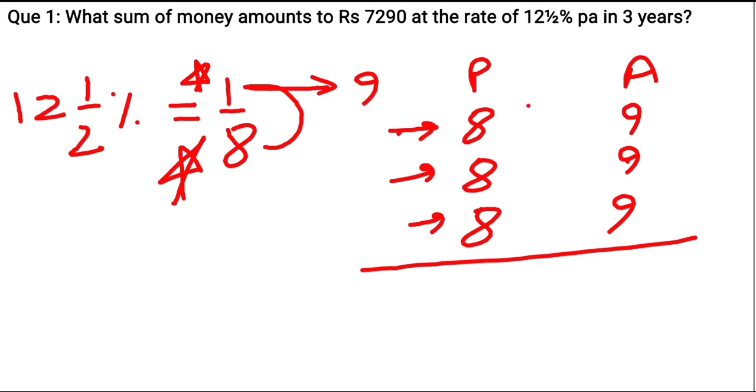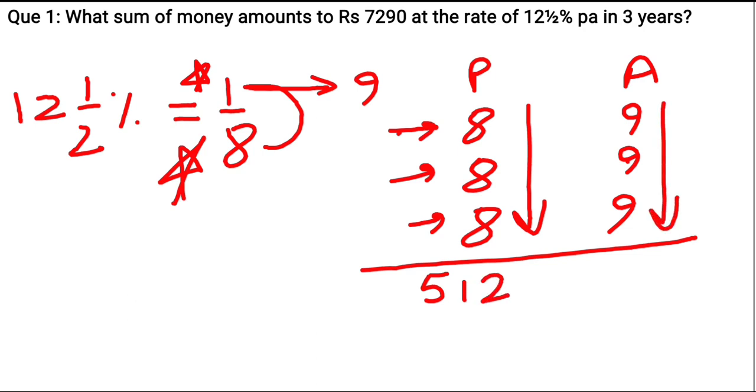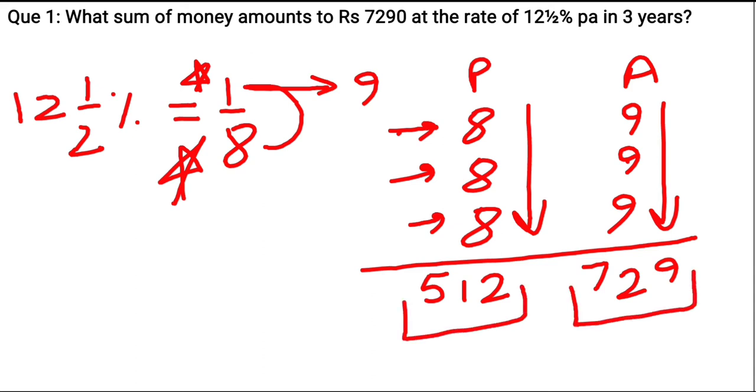Now multiply these. We get 8 into 8 into 8, which is 8 cube, 512. And if you multiply these three 9s, we get 729. Now what does this mean? It means if you deposit this much money in the bank, you receive this much money after 3 years at this rate. This is the meaning of whatever is written here. Understand? But you do not receive this much money.